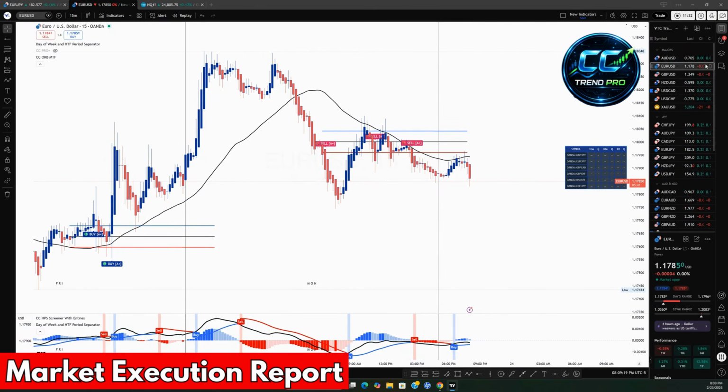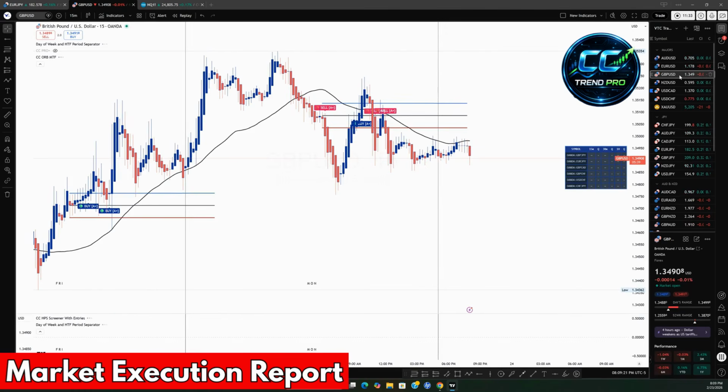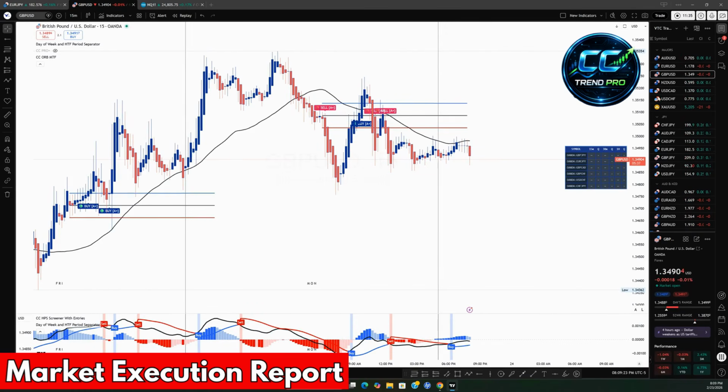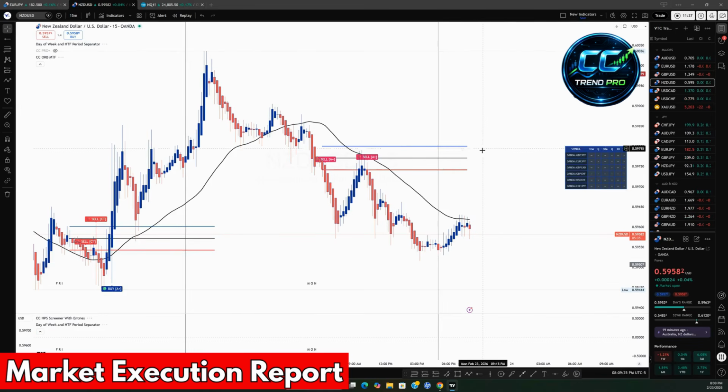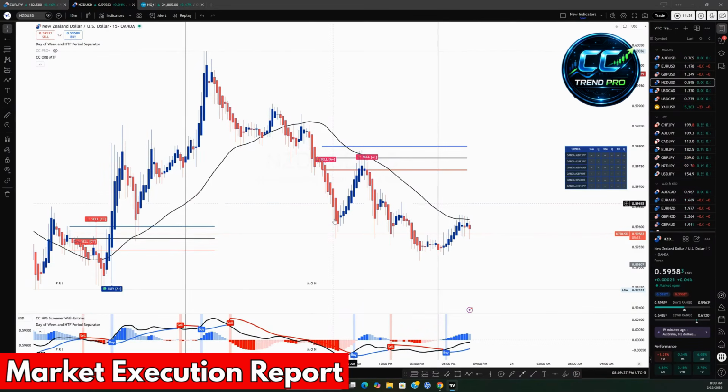Okay, let's take a look at GU. GU, same thing, looked pretty nasty. NZD USD, nice trade today. Nice little break and retest. Price broke down, came back up to retest. This would have given you 20 to 25 pips on NZD USD.